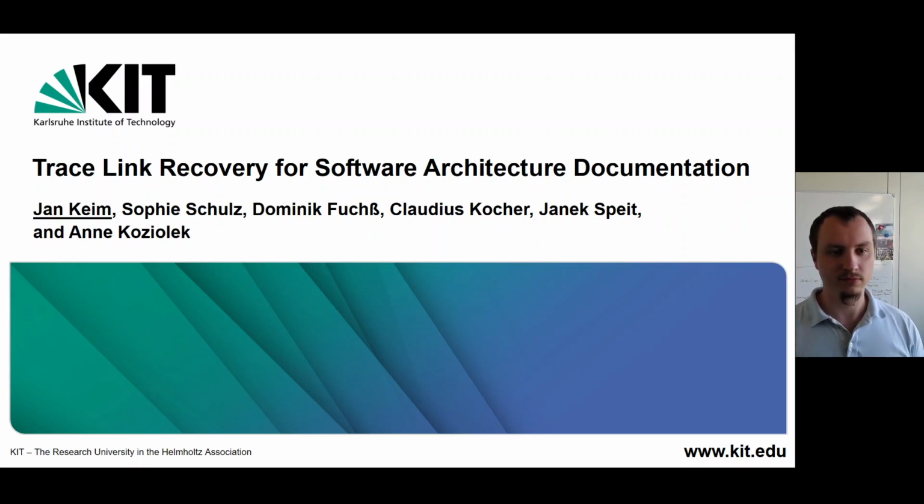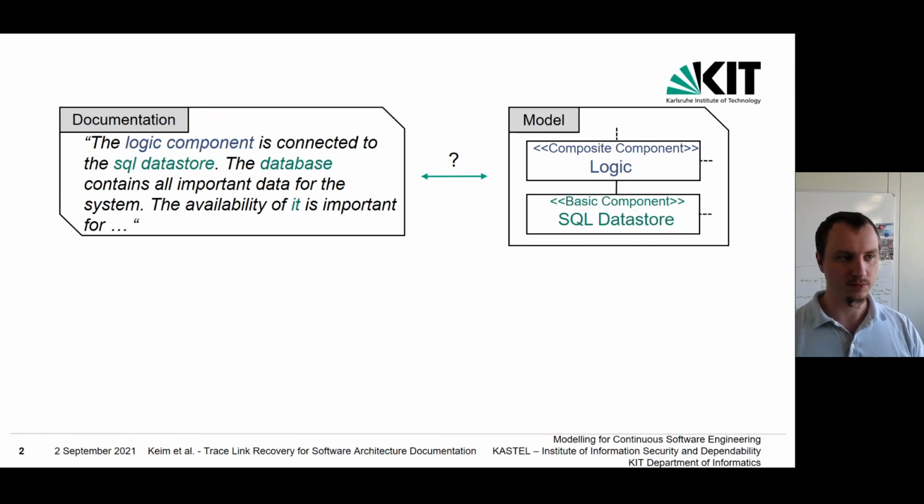Hi, my name is Keim and I want to present you our work where we recover tracelinks in software architecture documentation between informal natural language text and formal models. When we have models for the architecture of a system on one hand and the documentation of architecture on the other hand, it is often not clear how to map information between these artifacts.